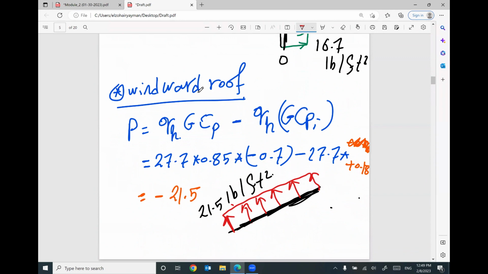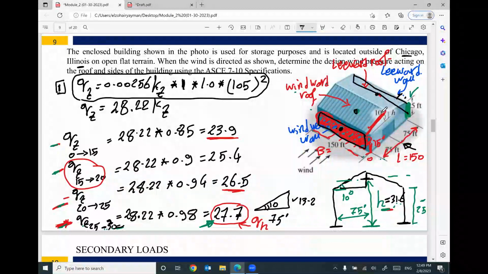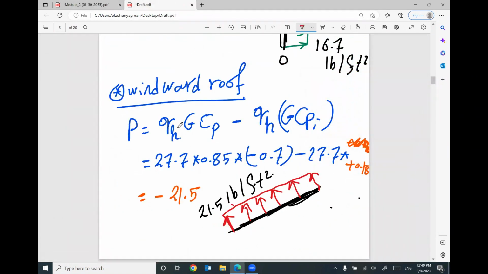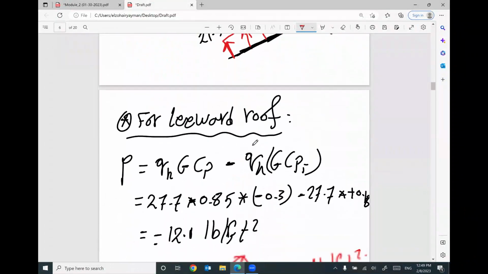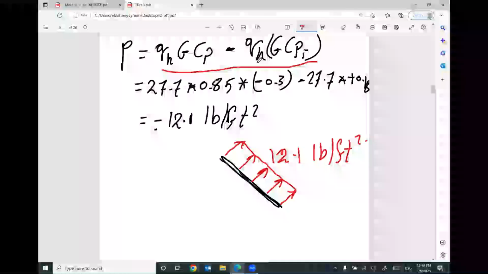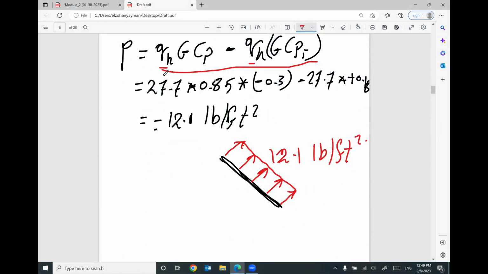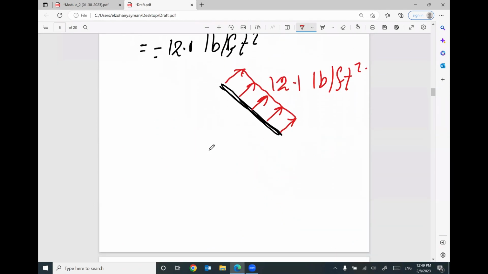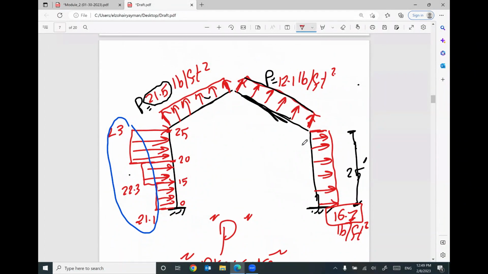Then we have the windward roof, which is this part of the building, this surface. Looks like we have this equation and QH instead of QZ. So we have a constant value, suction. And for the leeward roof, we have also this equation, QH, constant value. So at the end, this is the pressure on the surface.